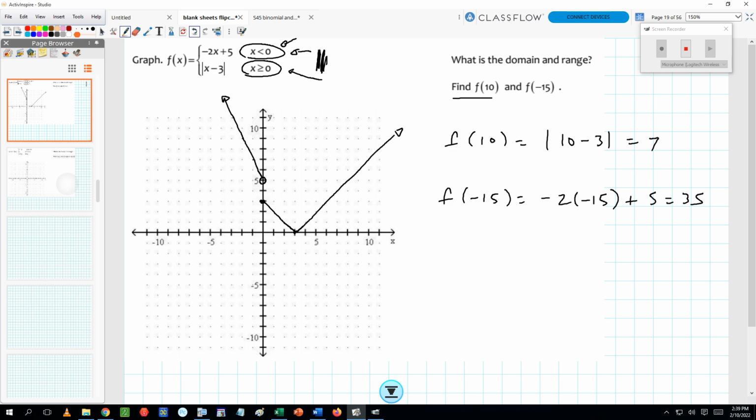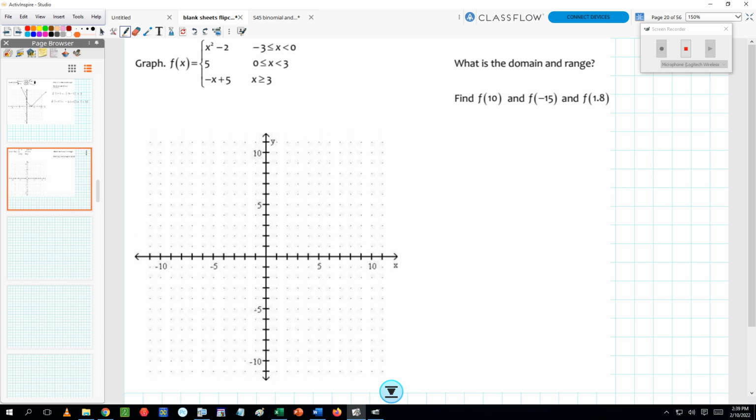Ugly drawing. Next, f of x is equal to, and here we have x squared minus 2 for x between negative 3 and 0. We have a nice little parabola. That negative 2 is a k value, and it means the graph is going to be shifted down 2 units. We only want the part of the parabola between negative 3 and 0. Notice I don't have an equal to on the 0, so I'm going to put an open circle right there.